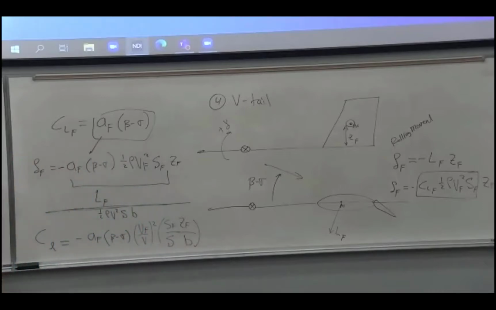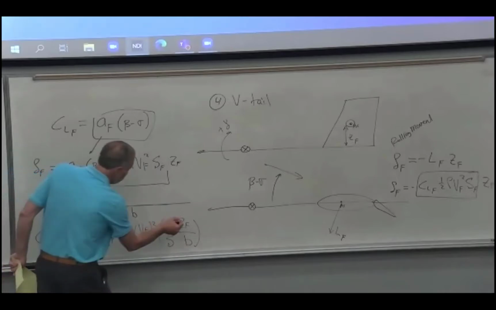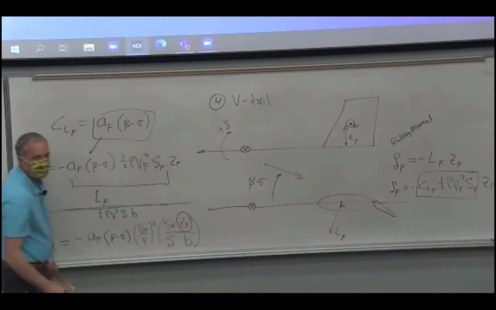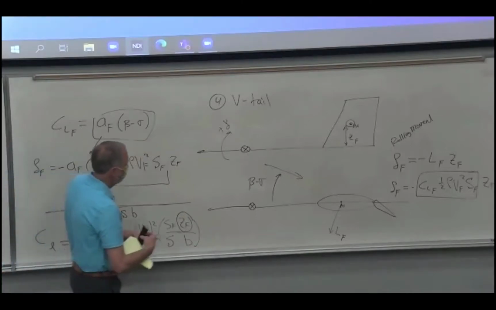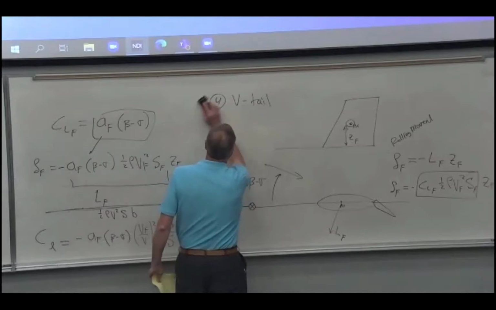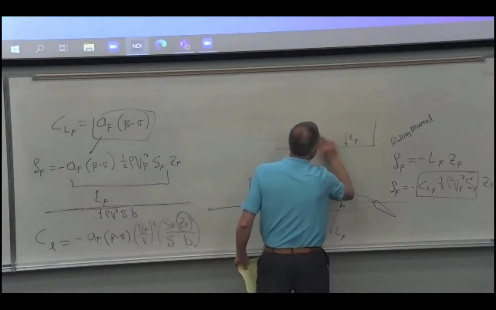And this should look really familiar because everything is the same that we had for the yawing moment. The only difference is the moment arm. And the sign could be different. So CL beta is just the derivative of that thing.